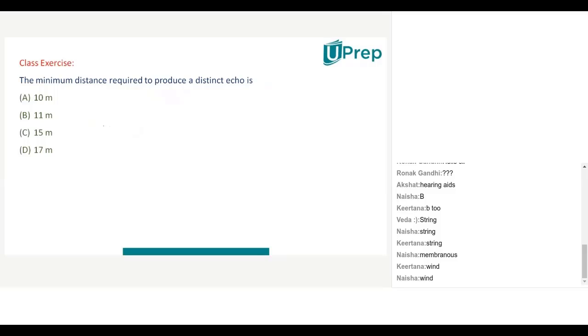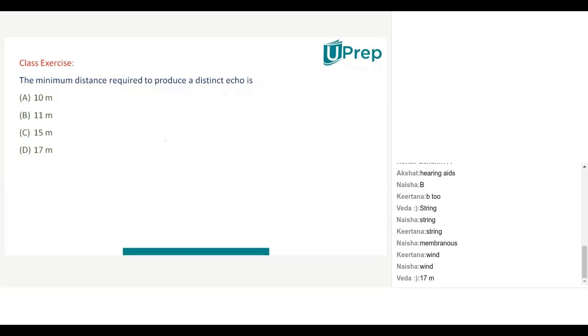The minimum distance required to produce distinct echo is what? What is your answer? So it's not in the options. Tell me what is your option then. I will tell you. Sir, approximately 17 meter. Right. It is approximately 17 meter. Maybe I said accuracy is 16.5. Right, I said about 16.5.